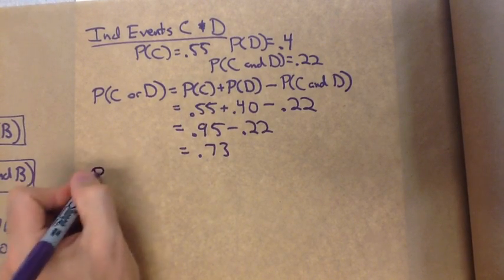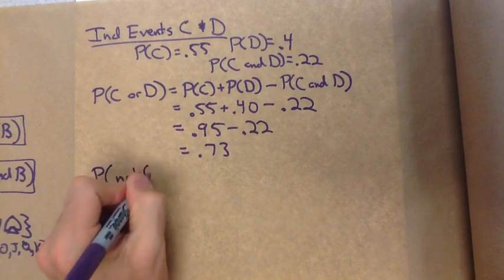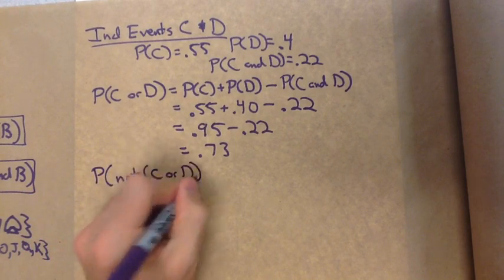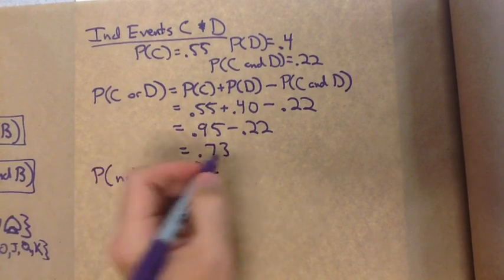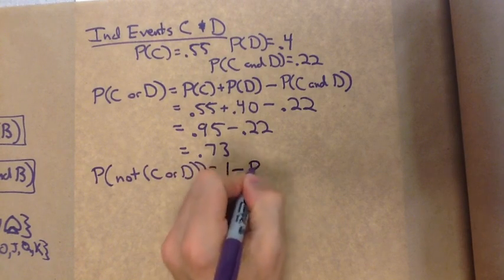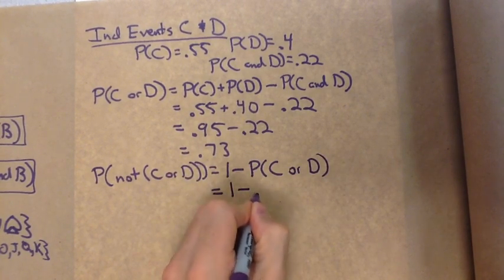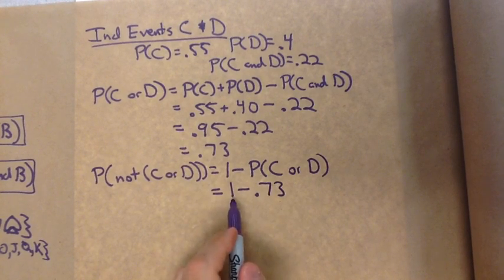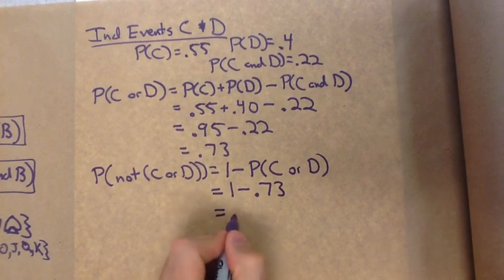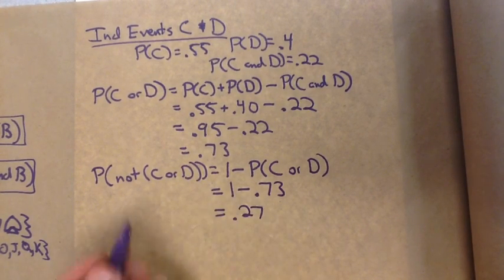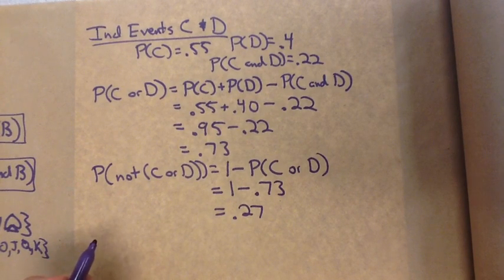Now, let's check the probability of not C or D. So in this case, I'm now going to do 1 minus the probability of C or D, which is going to be 1 minus 0.73, or 100% minus 73%, which gives us 0.27.